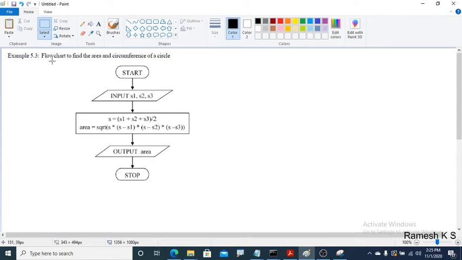Welcome to the class. Today we will discuss some example problems related to flowcharts. So the first question is the flowchart to find the area and circumference of circle. We learnt it, correct, right?